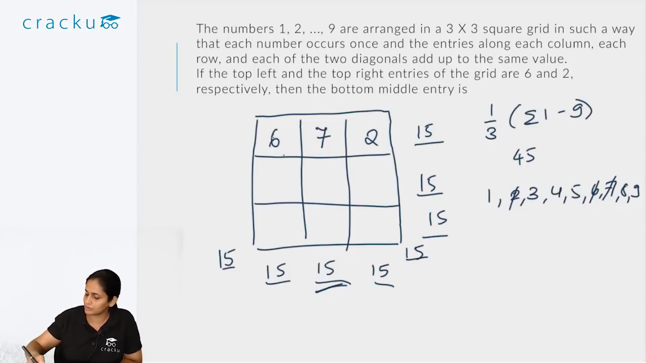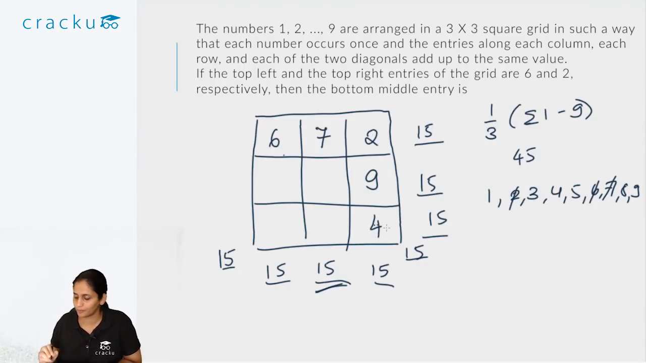Now we know that the sum along the diagonal is also 15. So if 9 is in the bottom row in the third column, then this sum alone would be 15 and no value can take this middle cell as such. So the 9 cannot be here, therefore the 9 has to be here. Now this column total is 15, this is 11, so this must be 4. So we have placed 4 and 9 also.